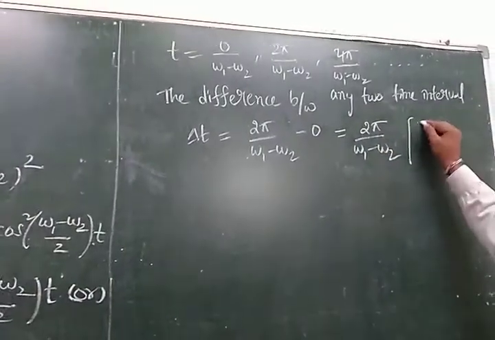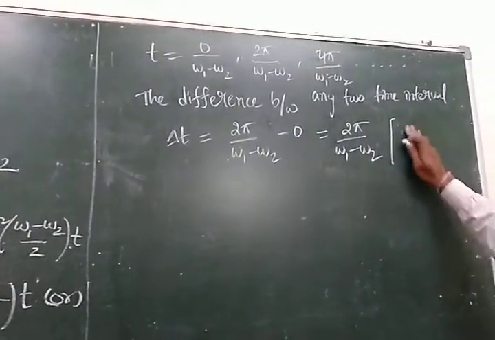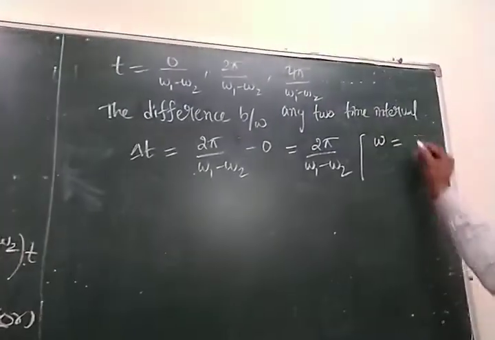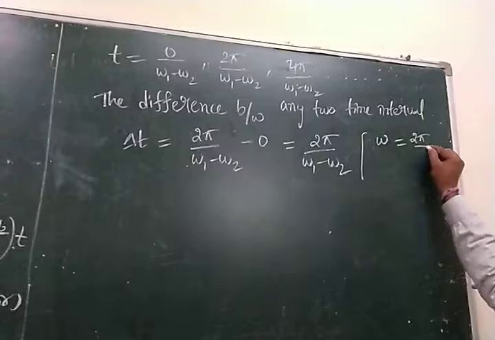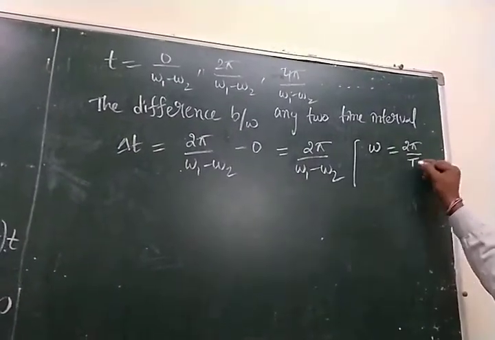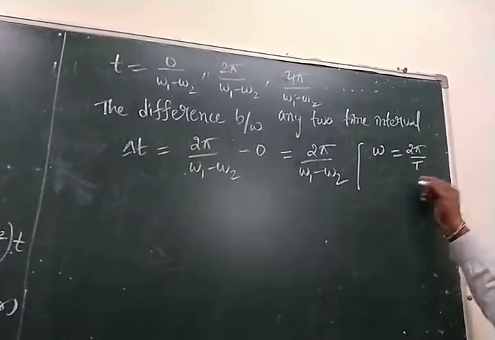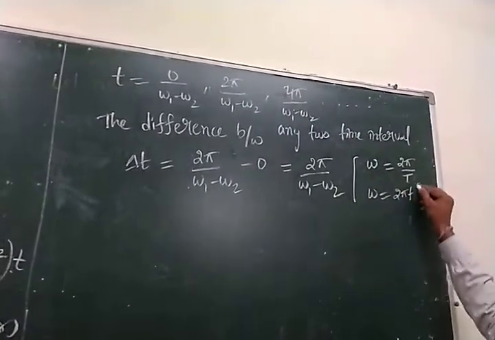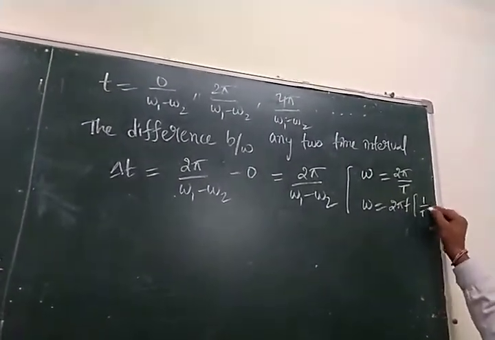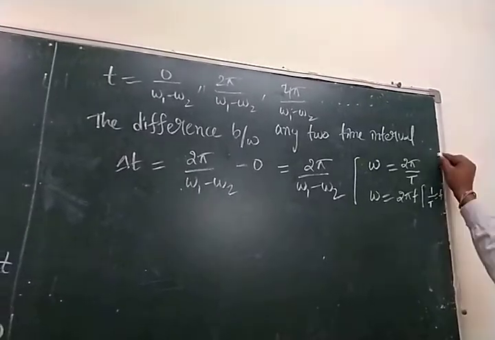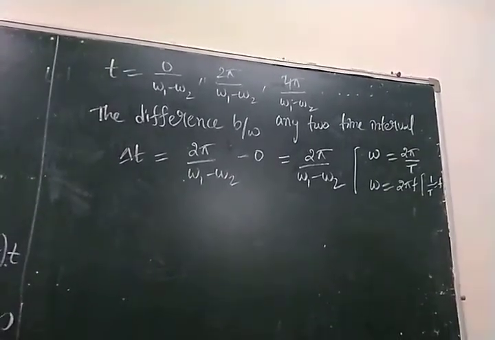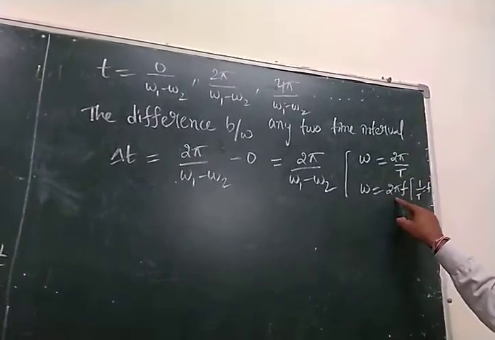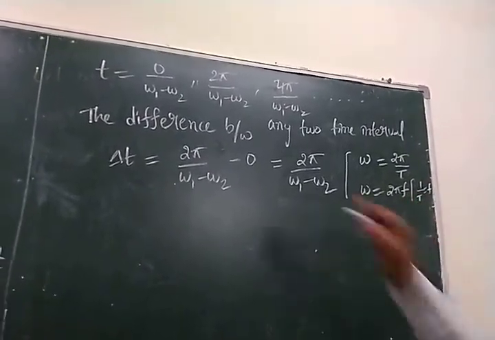But we know that ω is the angular velocity or angular frequency. What is the formula? ω = 2π/t, and 1/t is nothing but the frequency. So ω is equal to 2π f, since 1/t is equal to frequency; the reciprocal of the time period is called the frequency. Now we can observe ω is equal to 2π f. We can substitute here.